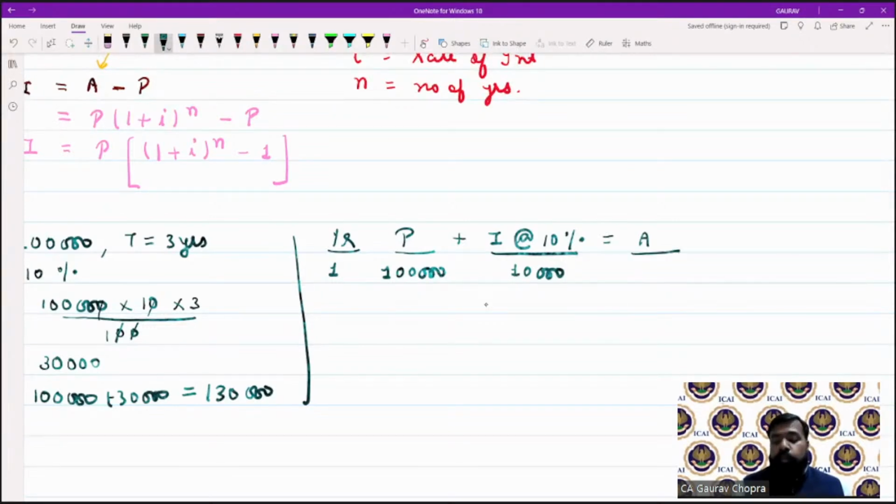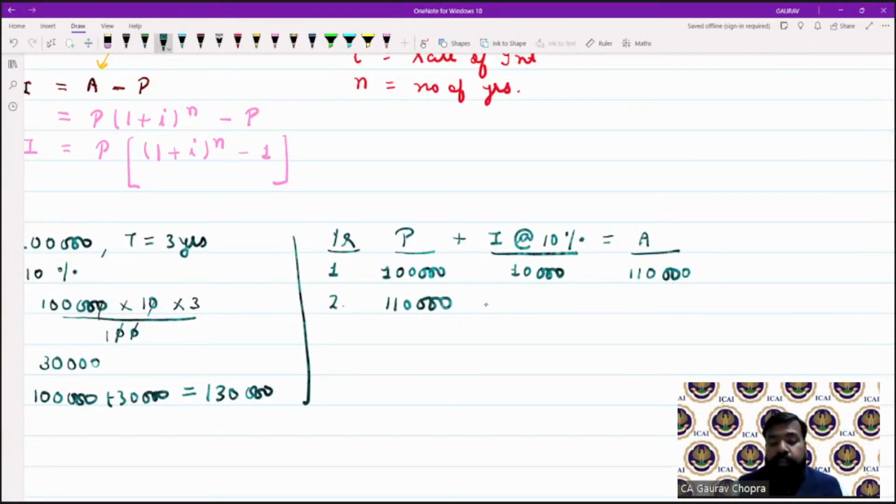So the amount will be how much? 1 lakh plus 10,000 will become 1 lakh 10,000. Now the most important thing: this 1 lakh 10,000 is the amount at the end of the first year, and the same will become the principal for the second year. Now we have to calculate interest on this 1 lakh 10,000.